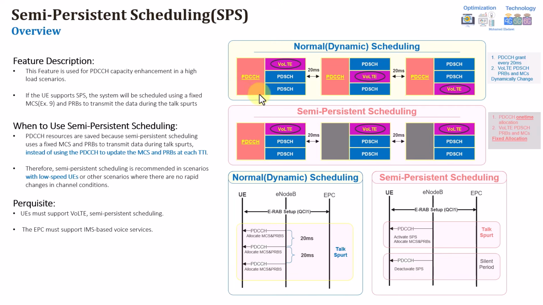So let's first recall what the normal scheduling in VoLTE was. If you remember, the VoLTE packets are transmitted every 20 milliseconds. So the PDCCH allocation, or PDCCH grant, will be allocated every 20 milliseconds here.